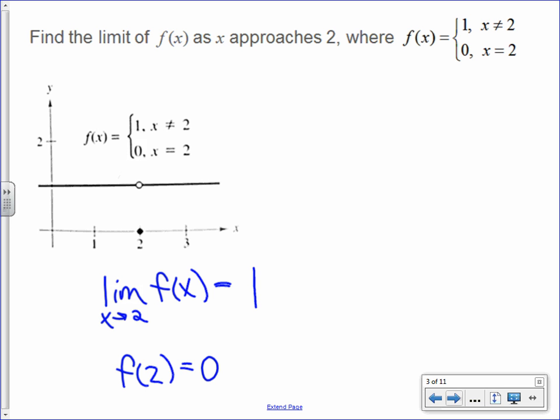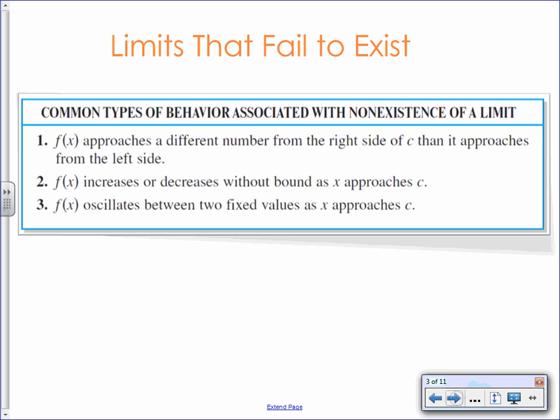Now, the biggest thing today are the 3 times that a limit does not exist. You must know these 3 times when a limit fails to exist. You might already remember them. Your notes from last year probably say something like this. A limit does not exist if we approach different numbers from the right and the left.